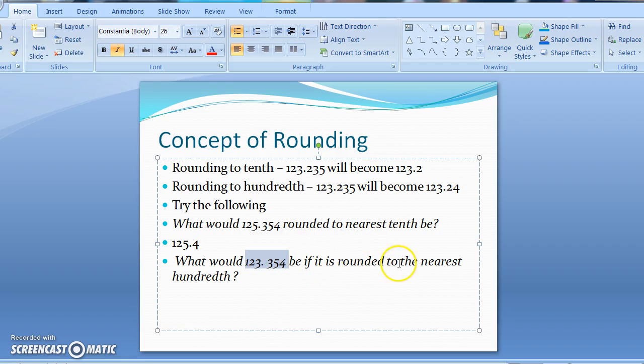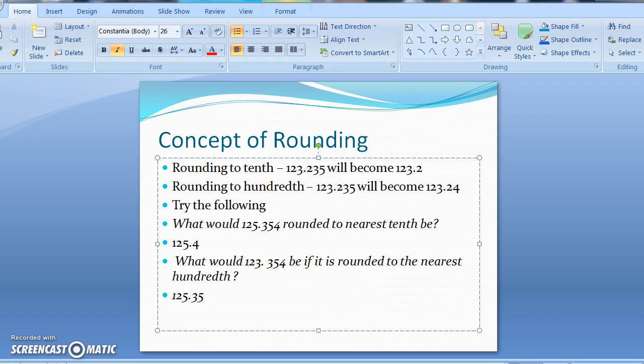Next one. What would 123.354 be if it is rounded to the 100th? Alright, so 100th place, let's go. 100th place is 5. Look at the digit to its right. It is 4. Hence, what we are going to do is not round it up and leave the answer as it is, 125.35. Great, so hopefully that has clarified the concept of rounding.